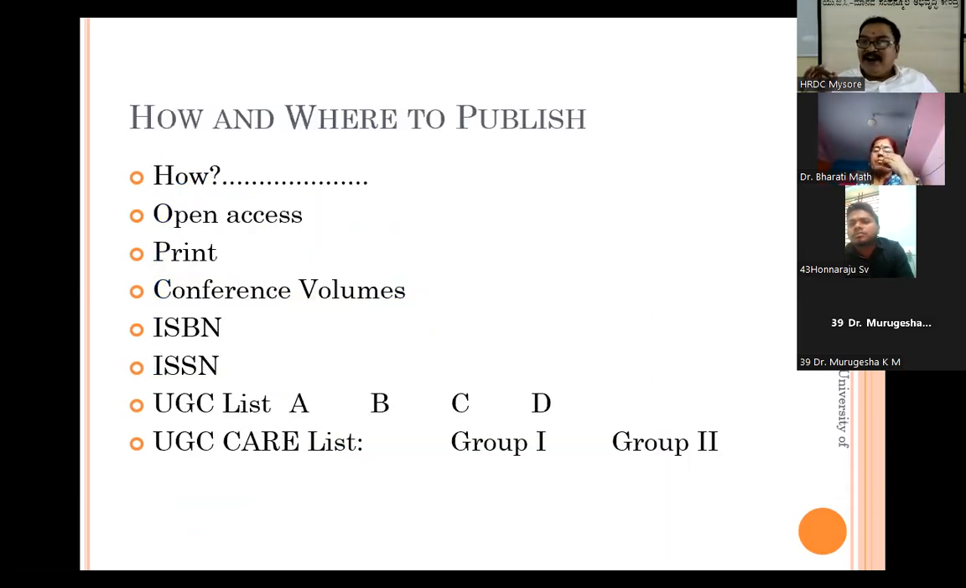Once you have completed your article, now the question: how and where to publish? We have obligations of working in the degree colleges and the university systems. You have to publish in the UGC CARE list. Previously, you could publish in open access, print, any print, conference volumes, ISBN, ISSN.